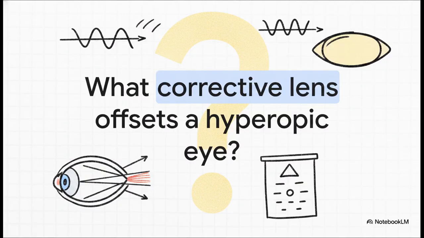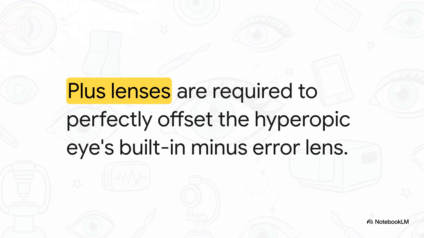Let's take a quick pause for some board-style active recall. Think about the physics we just broke down. If a hyperopic eye essentially has a built-in minus error lens, what specific type of corrective lens are we going to need to offset this and actually achieve emmetropia? You guessed it, plus corrective lenses. By giving the hyperopic patient a plus lens, you are manually adding the convergence that their eye naturally lacks. You're perfectly offsetting that built-in minus error lens. If you understand the why here, you'll never have to blindly memorize which lens goes with which condition ever again.